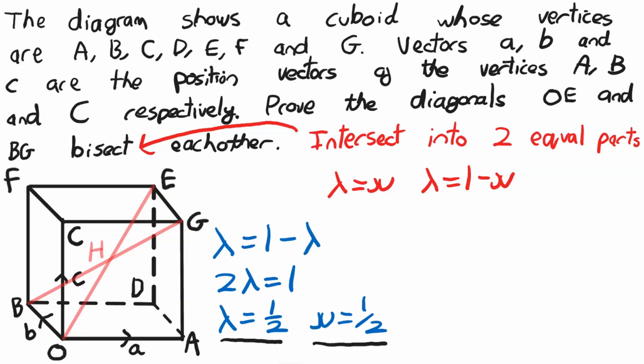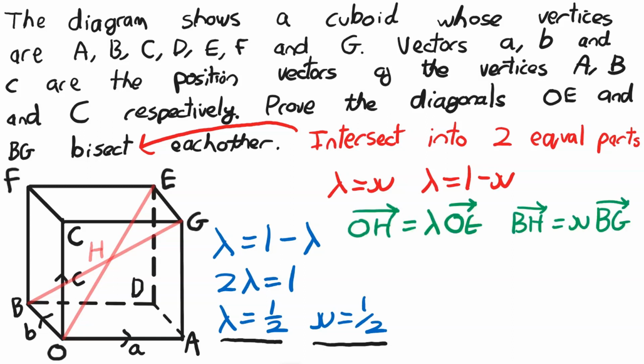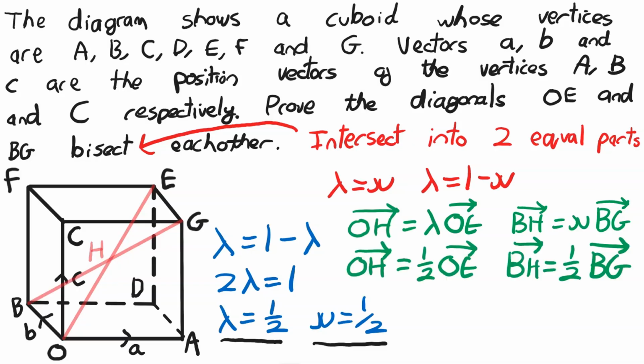So let's consider what these constants actually mean. Let's remind ourselves. We said that OH is equal to lambda of OE, so remember, this is the scalar of OH compared to the whole line of OE. Okay, BH is very similar. Mu is very similar in terms of BH being equal to mu BG. So BG is this line here, and mu is the fraction of which BH is compared to BG. If we sub these values in, we get that OH is equal to half OE and BH is equal to half BG. So what this means is that OH is half of OE and BH is half of BG.